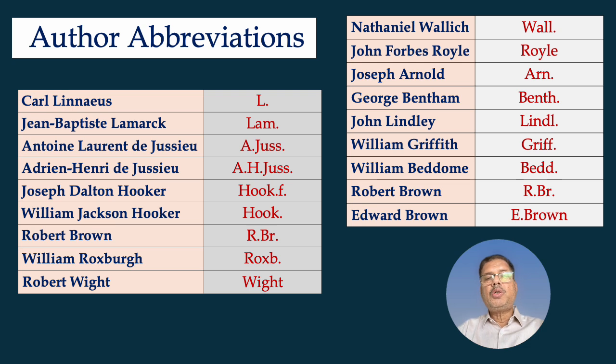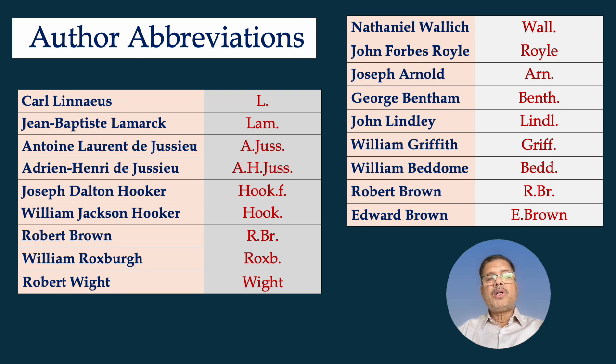The father-son duo of the Hookers also left a strong imprint on plant taxonomy. William Hooker, abbreviated as Hook., and Joseph Dalton Hooker, whose citation is Hook.f., where f. denotes filius, or son. Equally important is Robert Brown, known by the standard abbreviation R.Br.